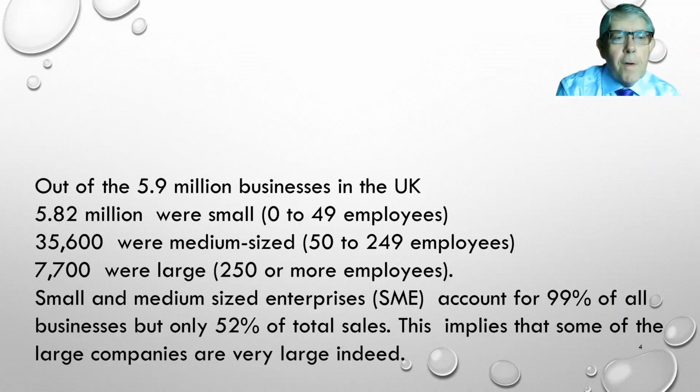So out of 5.9 million businesses in the UK, 5.82 million were small, 0 to 49 employees, 35,600 were medium-sized, 50 to 249 employees, 7,700 were large, that's more than 250 employees. Small and medium-sized enterprises, SME, account for 99% of all businesses, but only 52% of total sales. This implies that some of the large companies are very large indeed.